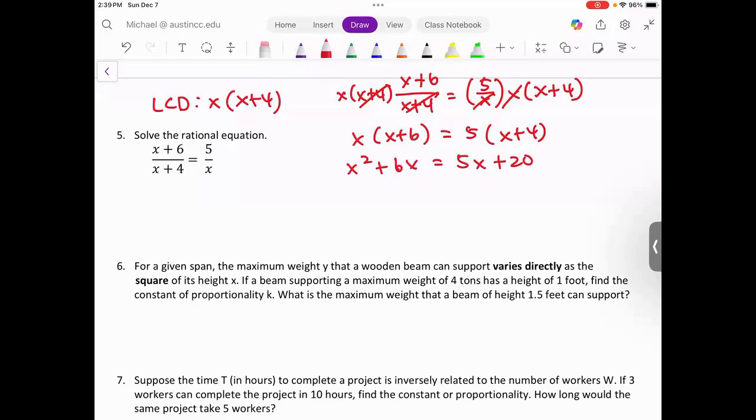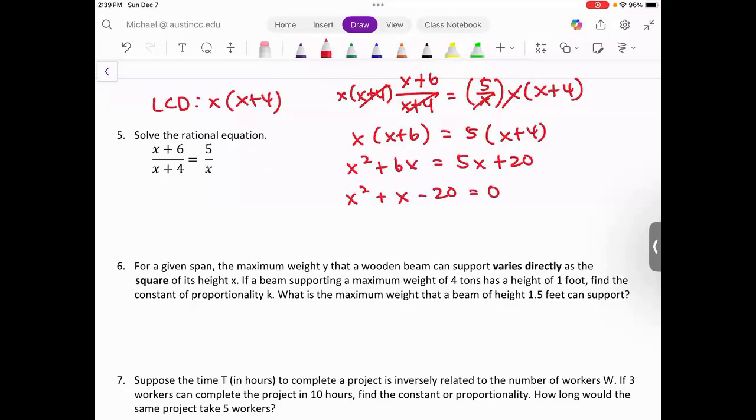All right, we see we have a quadratic, so we'll probably need to factor it to solve it. So let's get it in that standard form where it equals 0. So we have an x squared. We'll subtract 5x from either side. That leaves us with a positive x. And then if we subtract 20 from either side, we get a minus 20.